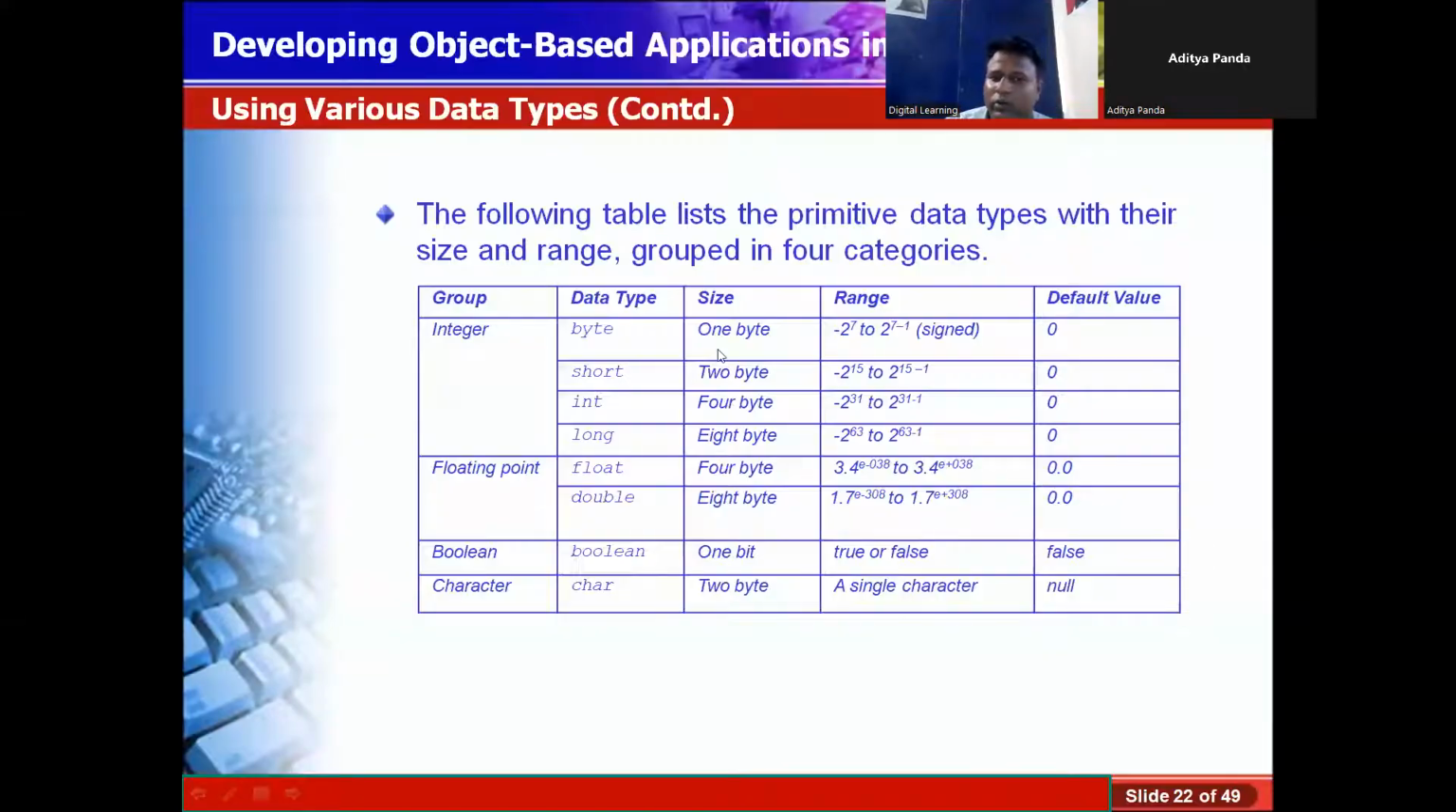Integer is again divided into 4 parts: byte, short, int, long. The sizes of the integer types are 1 byte, 2 bytes, 4 bytes, and 8 bytes. The default value of integer is 0.